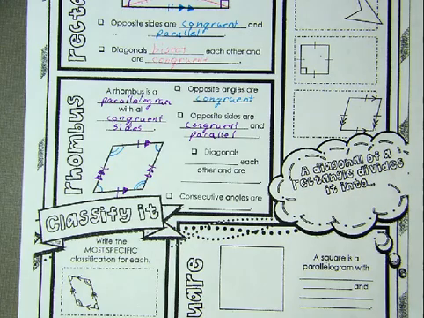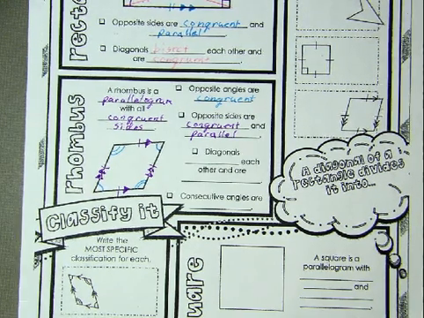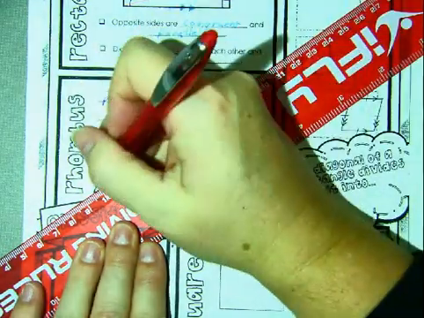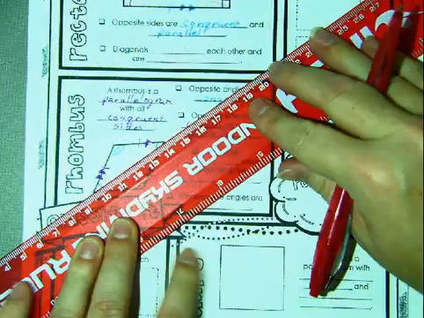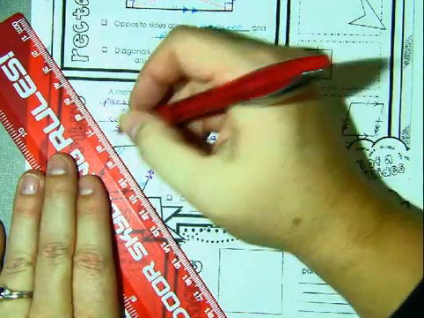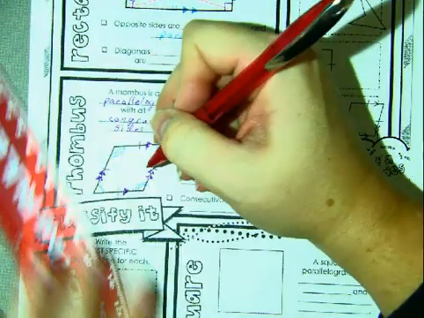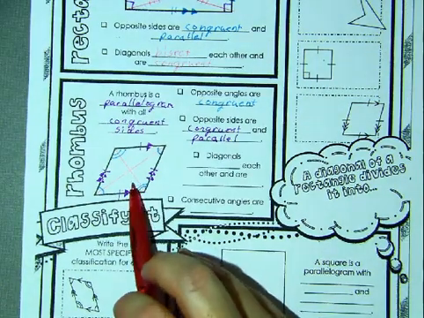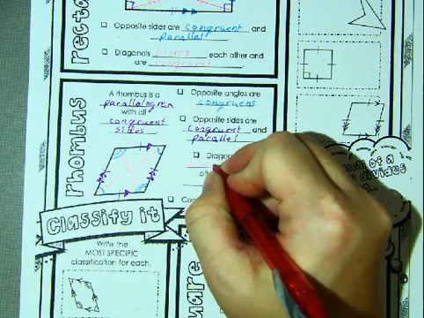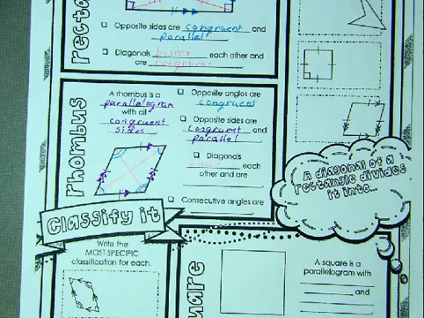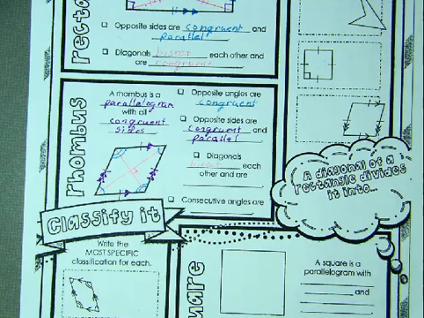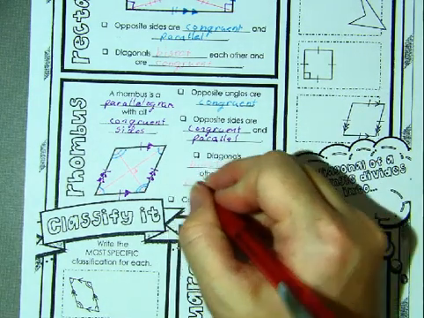Okay, then for the next one, we're looking at the diagonals again. So let's go ahead and draw our diagonals, kind of help us to see what's going on. This time you'll notice our diagonals are still going to bisect each other because this is a parallelogram. But now they are also perpendicular to each other. So you'll notice here where they intersect, they create a right angle. So they are perpendicular as well.